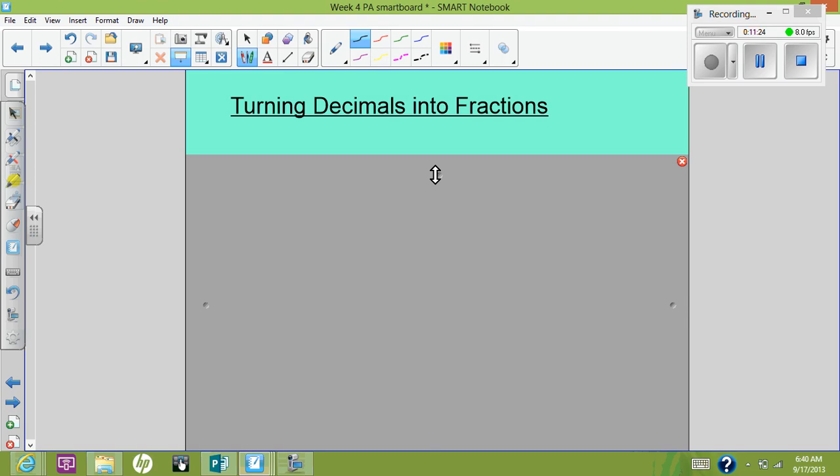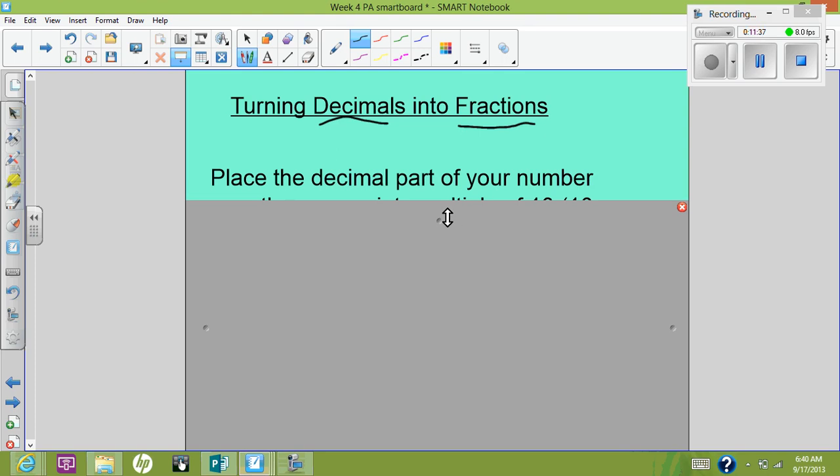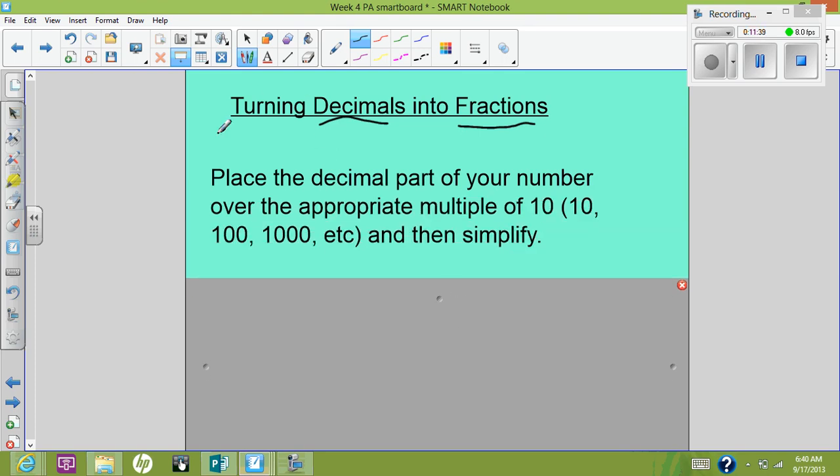Let's go to the next page in your notebook, and we're going to talk briefly about turning decimals into fractions. We've done a lot of work on fractions to decimals, and now we're going to do decimals into fractions. It's actually a lot easier, okay? So write this heading down on that next page. The word part of this explanation might be a little confusing, but once we do one, you're going to see how simple it is. To turn a decimal into a fraction, you place the decimal part of your number over the appropriate multiple of 10, 10, 100, 1000, etc., and then simplify.